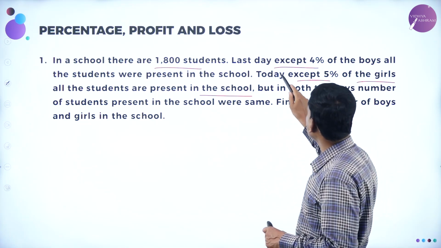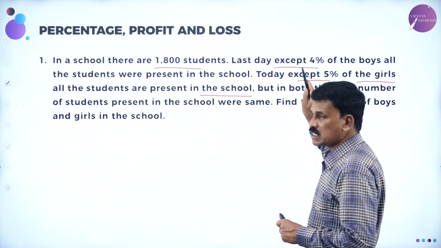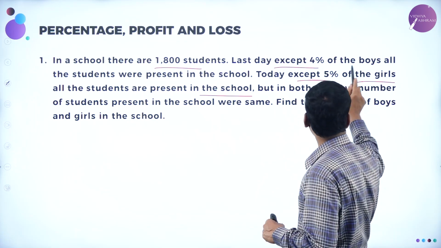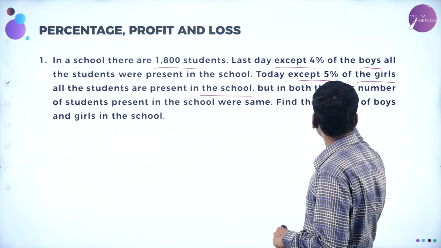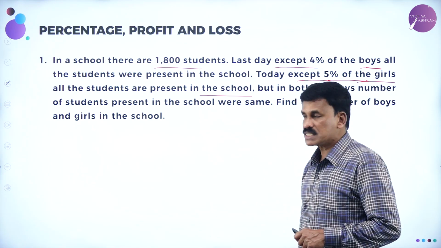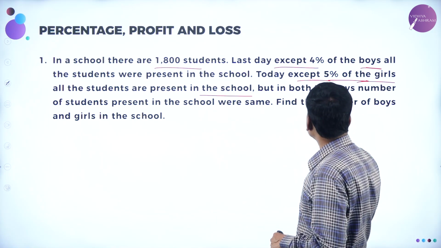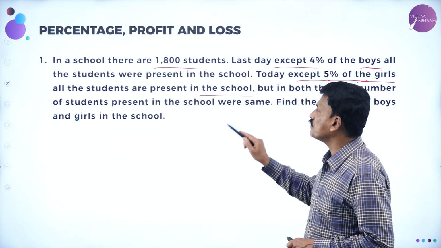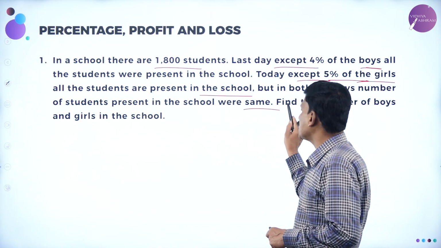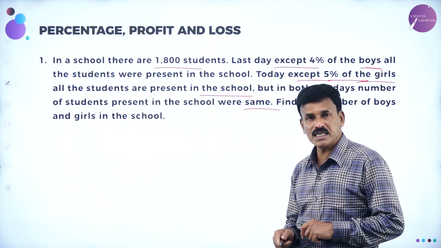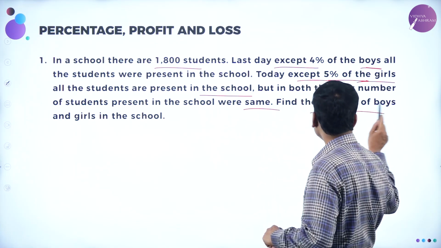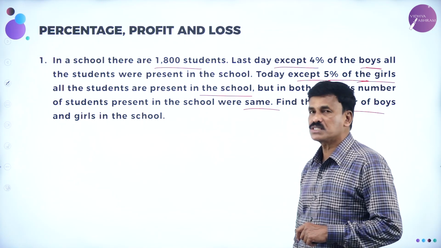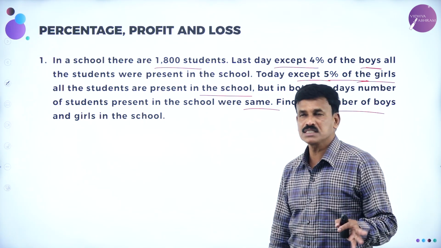So in the last day, except 4% of the boys, whereas today, except 5% of the girls are present in the school, but in both the days, the number of students present in the school were the same. If such is the case, find the number of girls and boys in the school. Very important and easiest problem.